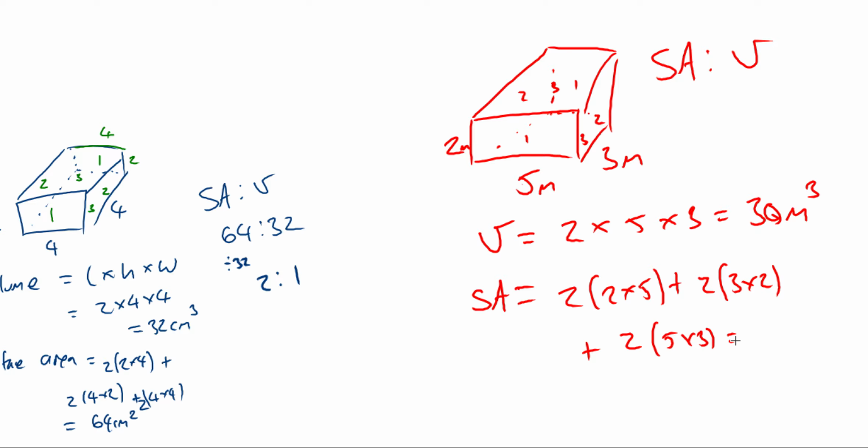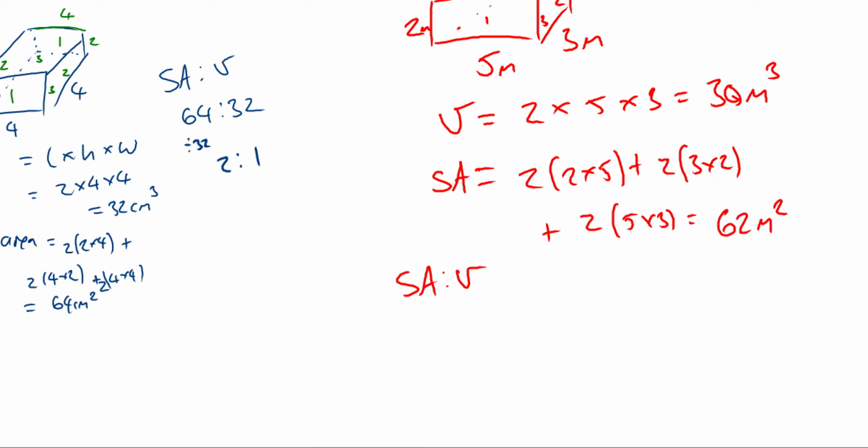So this is going to equal 2 times 2 times 5 plus 2 times 3 times 2 plus 2 times 5 times 3 on the calculator. And that gives you an answer of 62 meters squared. So therefore we can say that the surface area to volume ratio is as follows, 62 to 30.